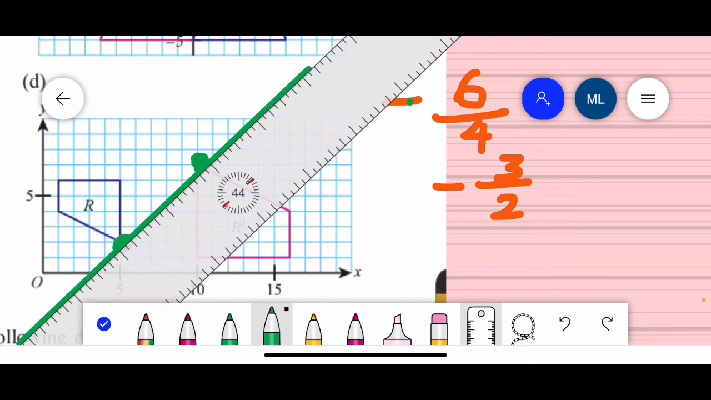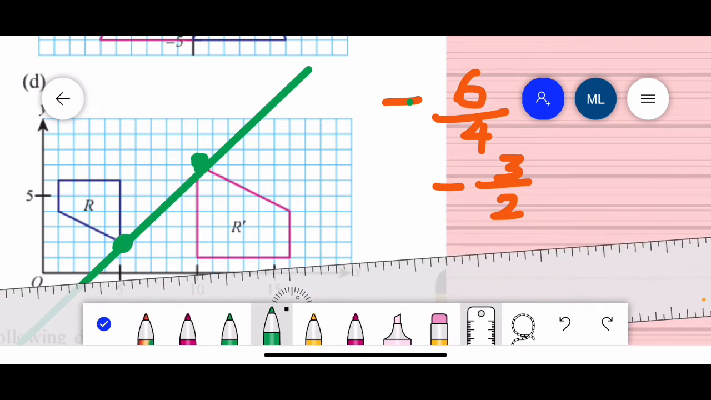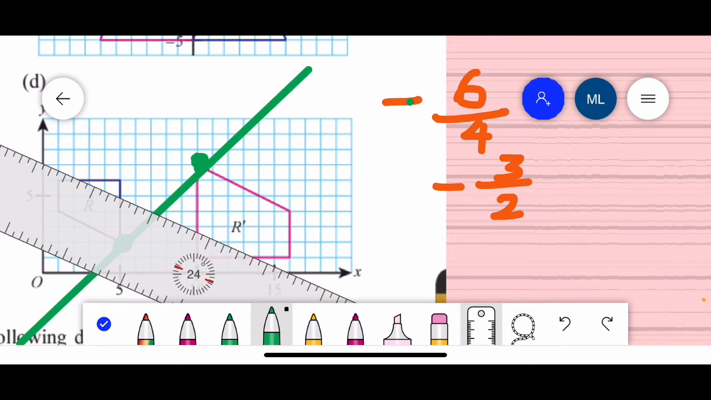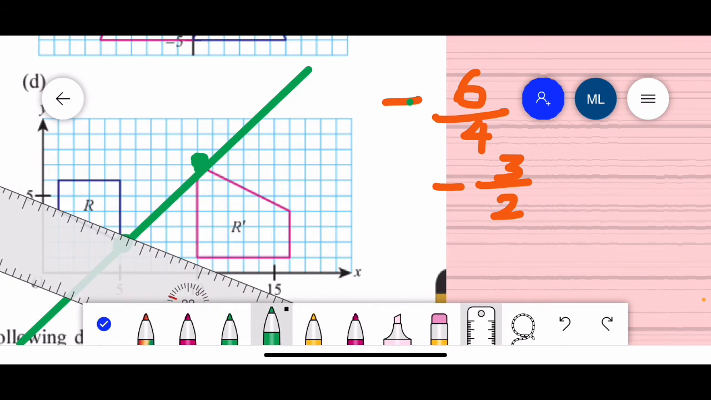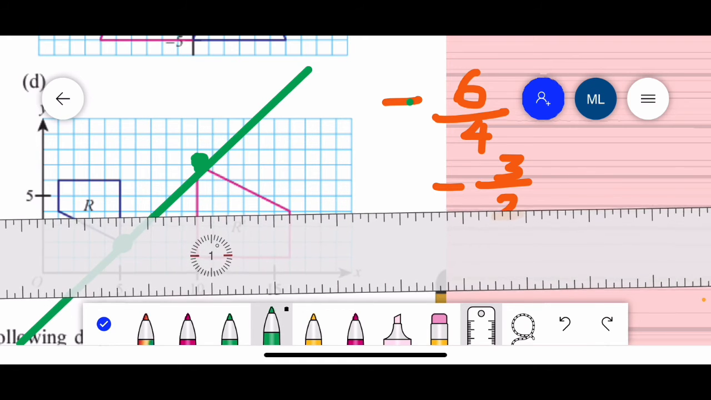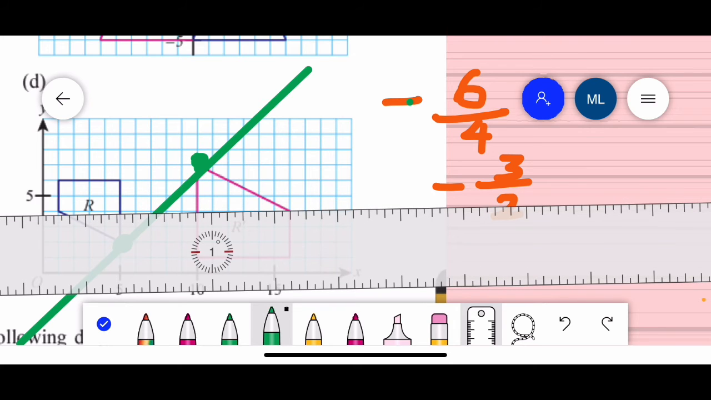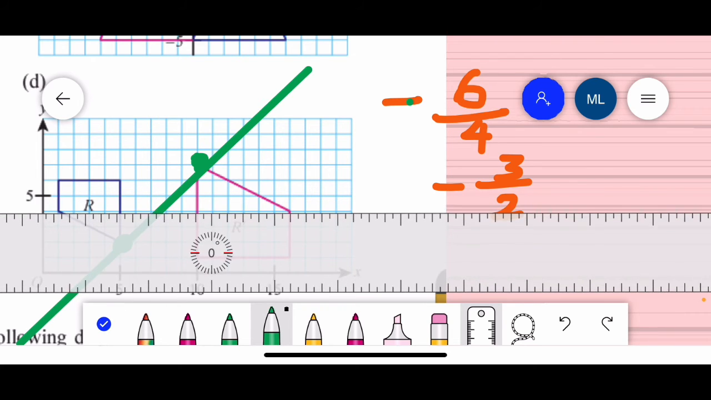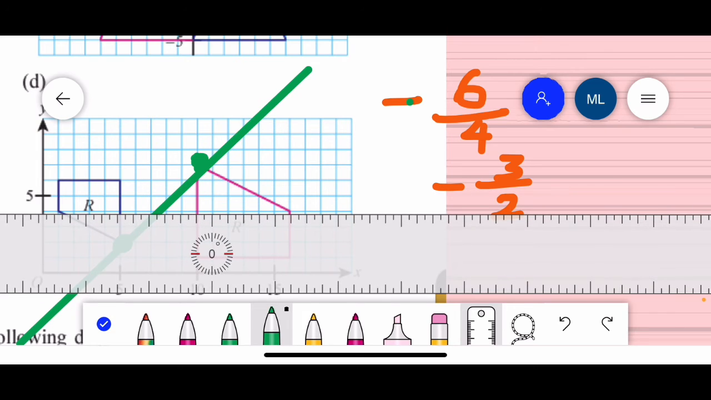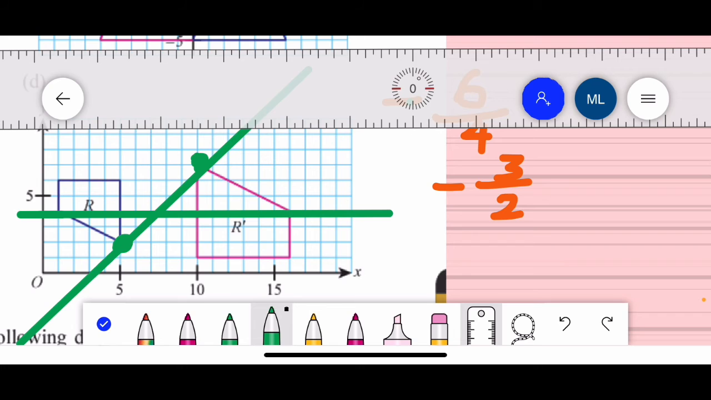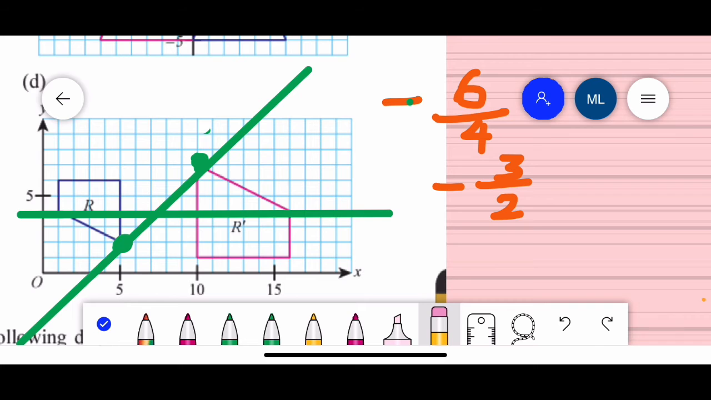And then we need another point. We choose these two, maybe. This is easy because it seems like it's a straight line. Choose the easy point. A horizontal line is quite easy, right? So we'll draw a line like this. It seems like it will intersect at a point here.